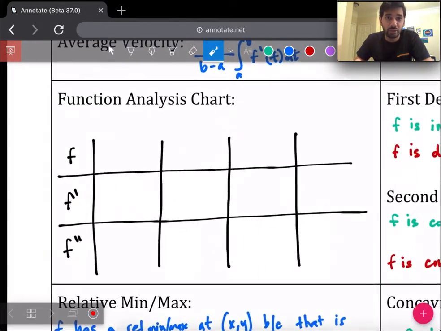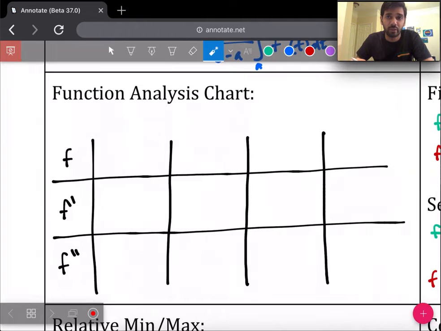The next one is function analysis. This is a very common application of derivatives on the AP test. And I did do another video on this, but I'll walk us through it again one more time. So I'll start with the bottom row, f double prime. And we're using all these functions, f, f prime, and f double prime, to interpret things about the other graphs.